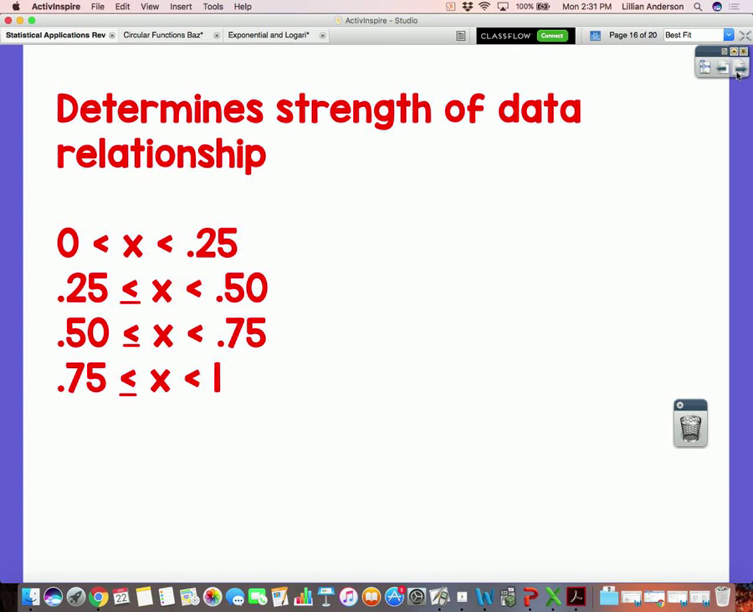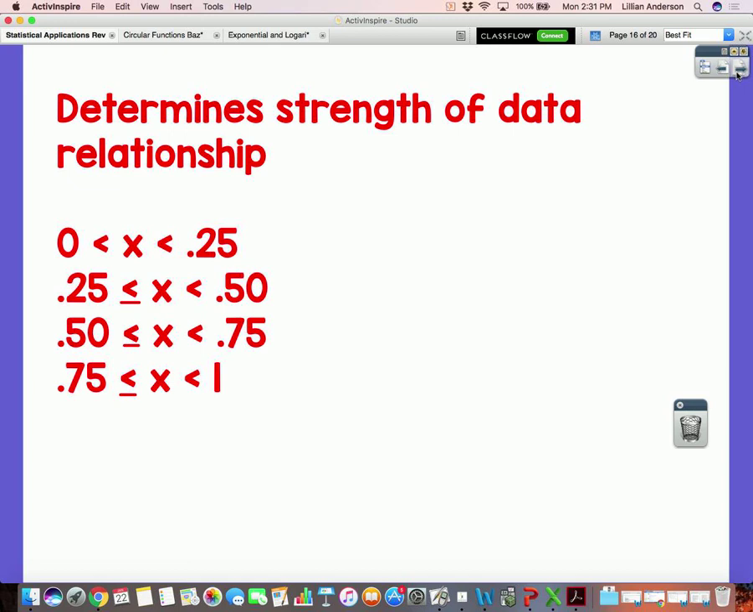Okay, Pearson moment product correlation coefficient. It was represented by a letter. What was that letter? R. Okay, it was a lowercase r that represented that number that basically told you the strength of your data relationship. And so when we typed it in, for test purposes, you need to know how to do this in your calculator, not by hand. IAs, you had to do it by hand. The test is all calculator.